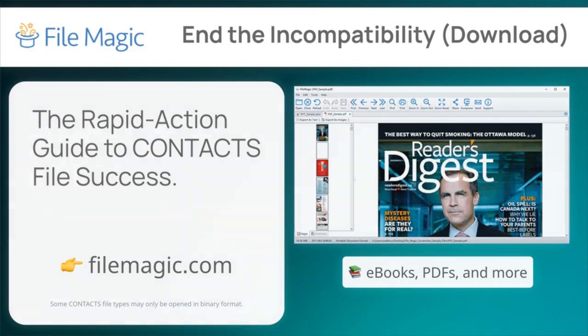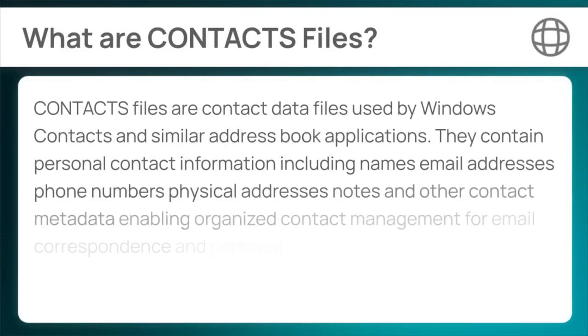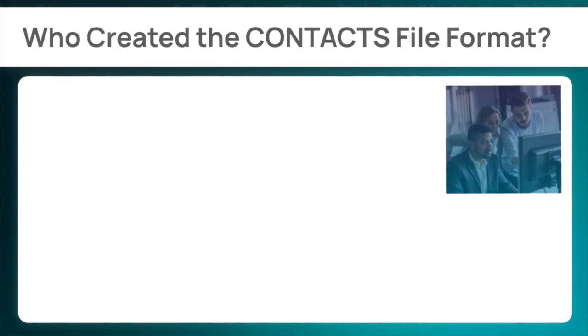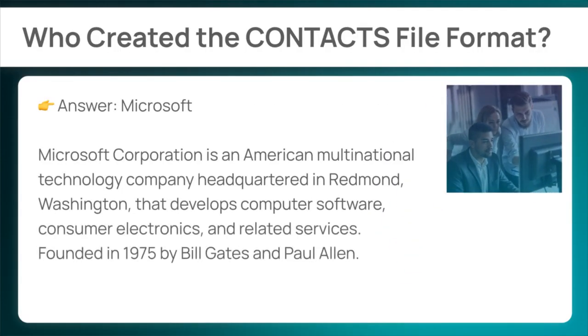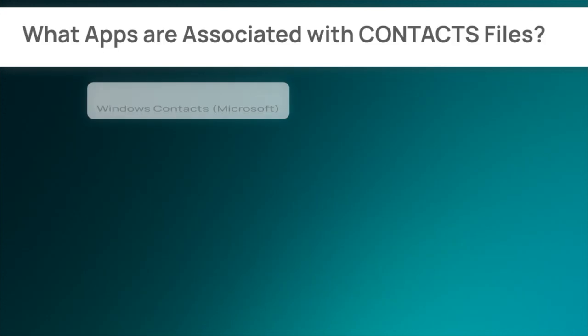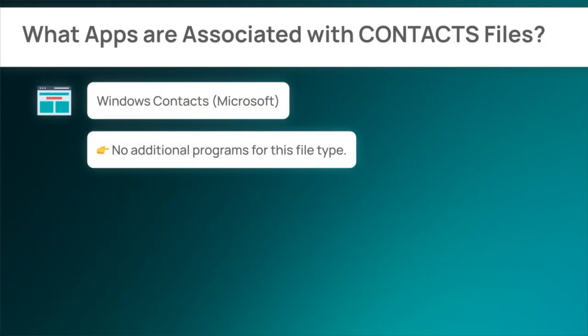Contacts files are contact data files used by Windows contacts and similar address book applications. They contain personal contact information, including names, email addresses, phone numbers, physical addresses, notes, and other contact metadata, enabling organized contact management for email correspondence and personal communication workflows. Windows contacts files typically use XML format, with a vCard-like structure storing contact records following Windows contacts specifications. The format includes fields for personal information, communication channels, and custom metadata, supporting comprehensive contact management compatible with various email and address book applications. Access to contacts files is typically achieved using Windows contacts from Microsoft.